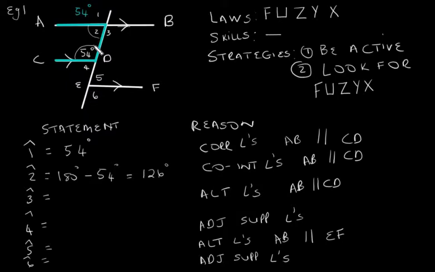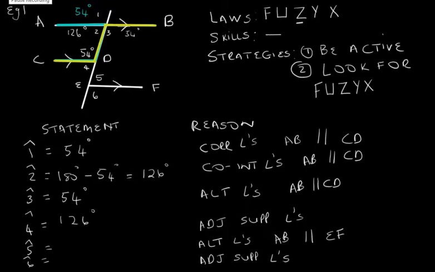Let's look at angle 3. Now find an angle alternate to angle 3 for me, please. Now we know that alternate angles are the N or the Z shape. So if we have a look at this, do you see that shape? That angle will be equal to this angle. So angle 3 will be equal to 54 degrees because the angles are alternate.